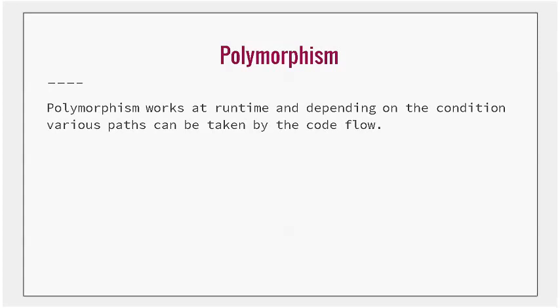So as I mentioned just now, polymorphism works at the runtime, and depending on the condition or logic, the code flow can take various paths. It can go to the subclass A or subclass B or subclass C, whatever options are available, based on what is the current code flow or what is the logic provided.